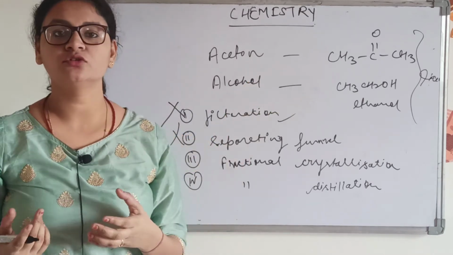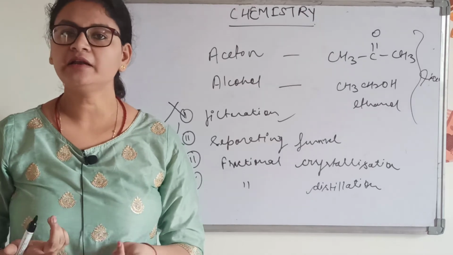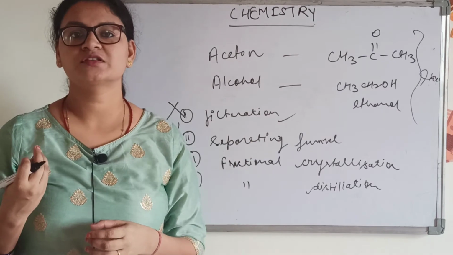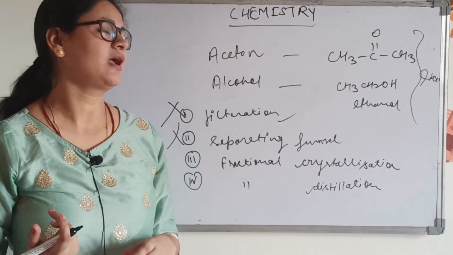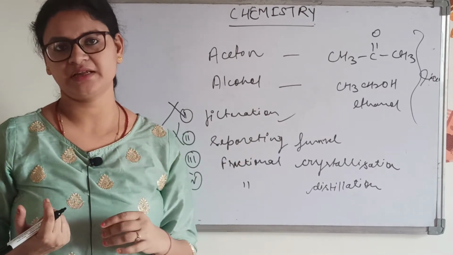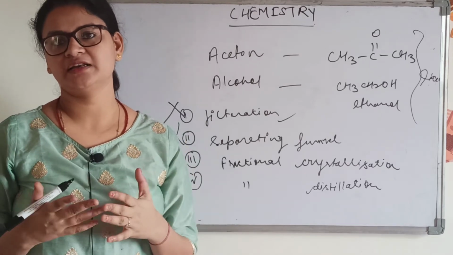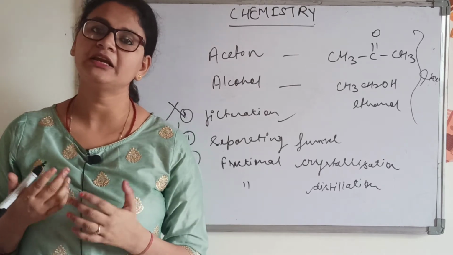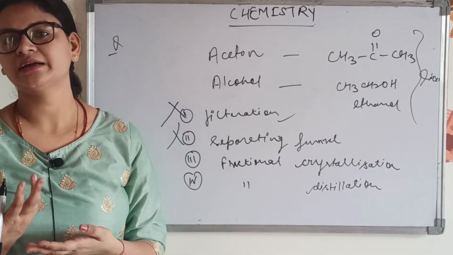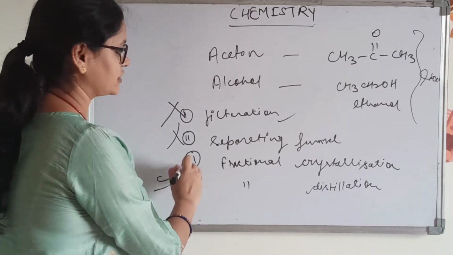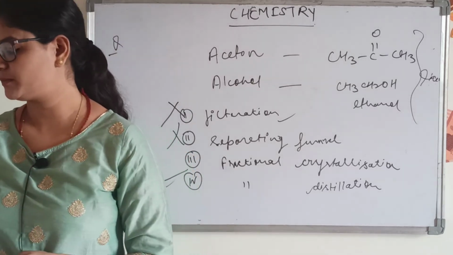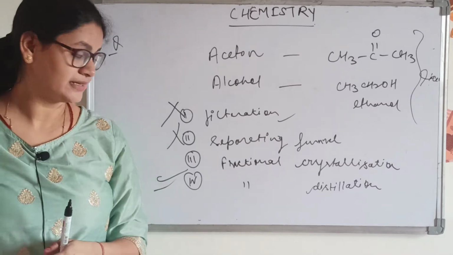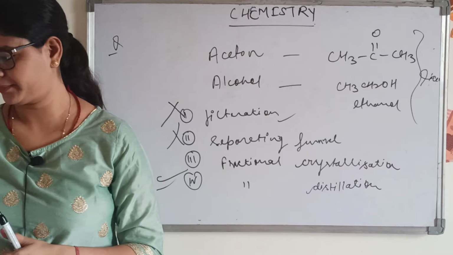For this we have to know the boiling point of the individual liquids and we can separate them out. Suppose acetone boils at 200 degrees Celsius and alcohol boils at 150 degrees Celsius. So at 150 degrees Celsius we'll boil the liquid and get the alcohol out, and the acetone will be left in the test tube or the container. So our answer will be fractional distillation, which works on the principle of boiling point.